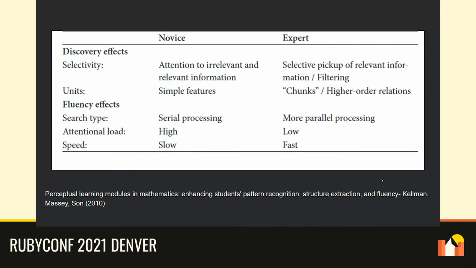Novices will only see simple features, whereas an expert will see things in chunks. Novices will process things in a serial mode, whereas an expert will have more parallel processing. The attentional load in novices is super high, and in experts is low. And the speed when a novice is learning a topic is slow, and an expert is fast.